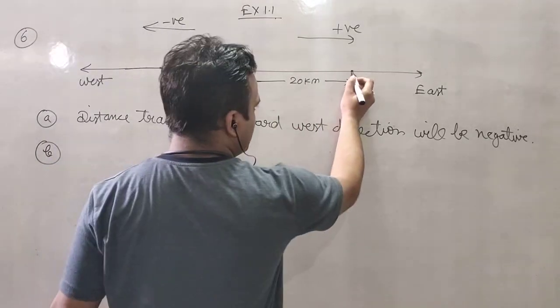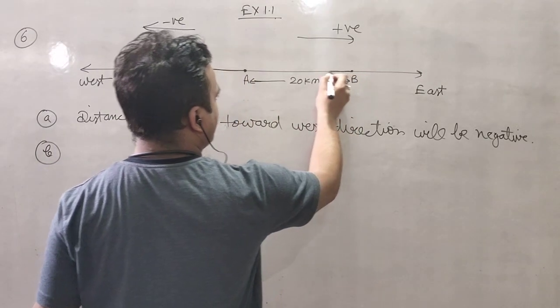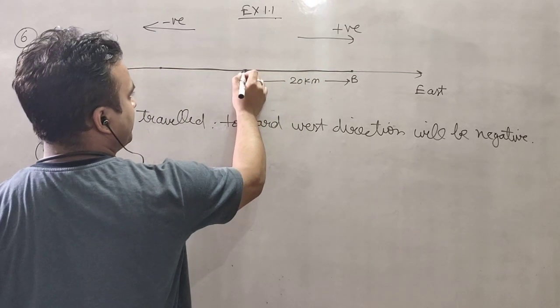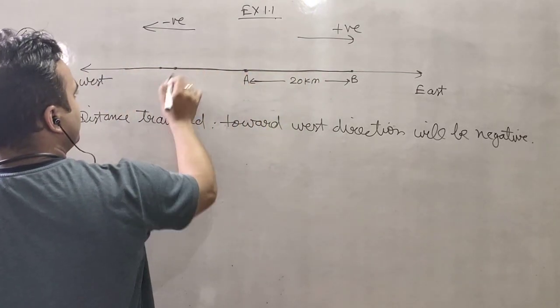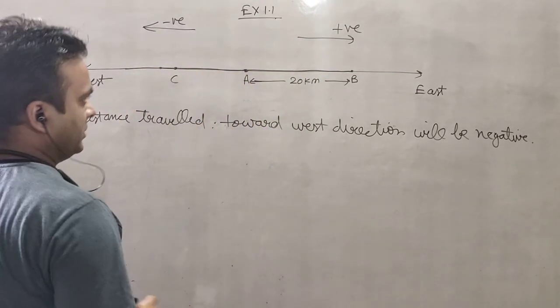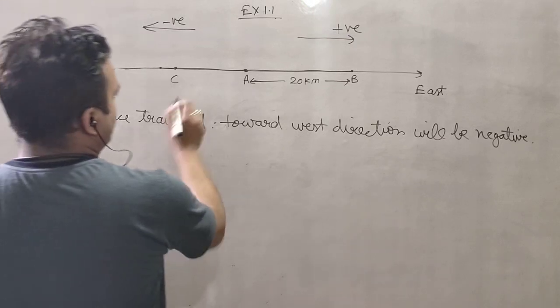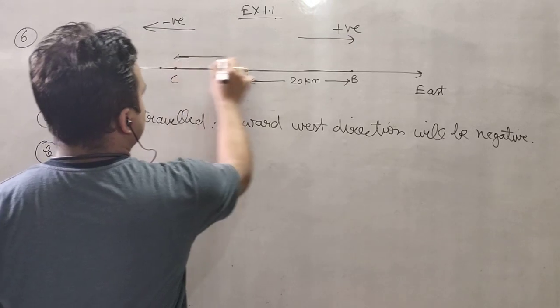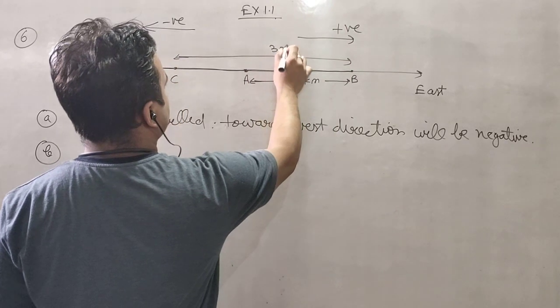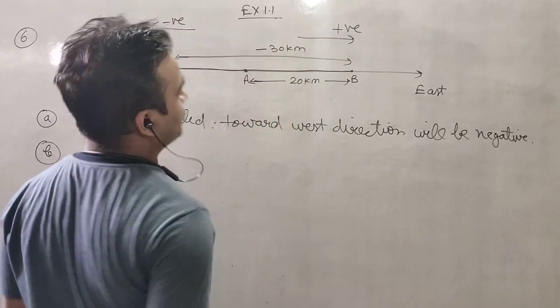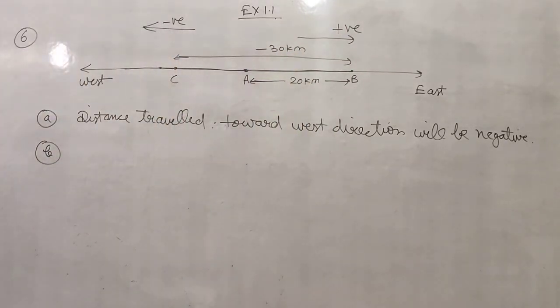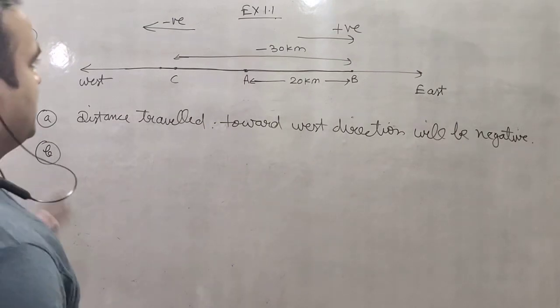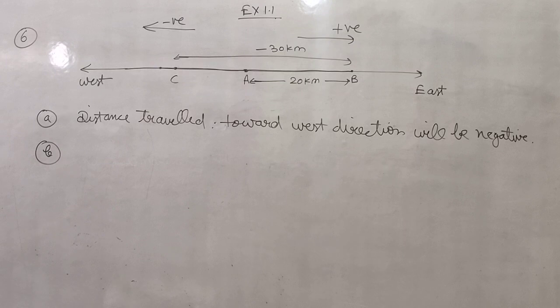So if she moves 30 km, first of all it will cover 20 km, then 10 km will move to this direction. Suppose I am taking point C. This total distance is 30 km, and we will take it as negative to understand where it is moving. So what is the distance of Rita from point A? You have to find this one.